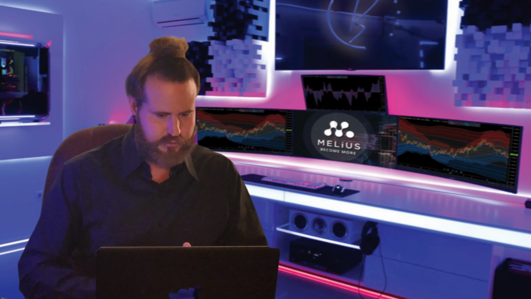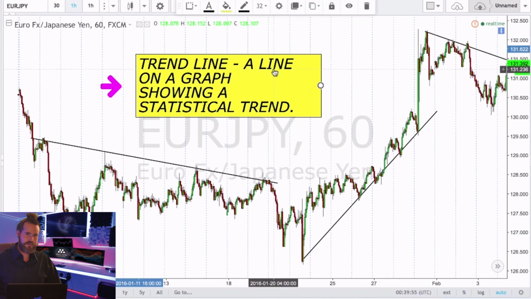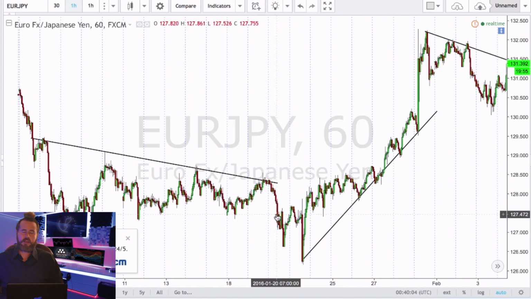I'm going to read to you the by the book definition of a trend. A trend line is a line on a graph showing a statistical trend. That means this is the statistical direction that the market is going in. Now, what I want to show you guys today is how powerful trend lines are, but it has to be used as one of the confirmations. It has to be used as a resource combined with all of the other confirmations in order for you to take a trade setup.